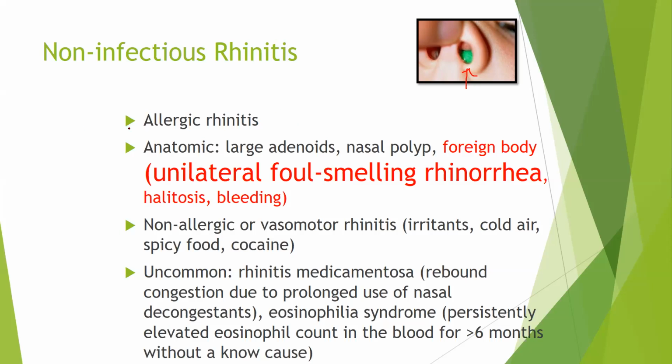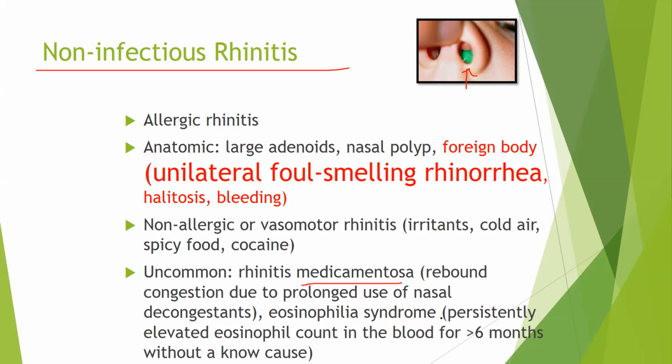So allergic rhinitis, if it's non-infectious, right? It can be associated with large adenoids, nasal polyps, foreign bodies. If it's non-allergic or vasomotor rhinitis, it can be caused by irritants, cold air, spicy food, or cocaine use, which we hope none of our children are using. Uncommon would be rhinitis medicamentosa, right? So that's actually rebound from using decongestants too much, which we probably shouldn't see in kids, but we do want to keep that on our radar.